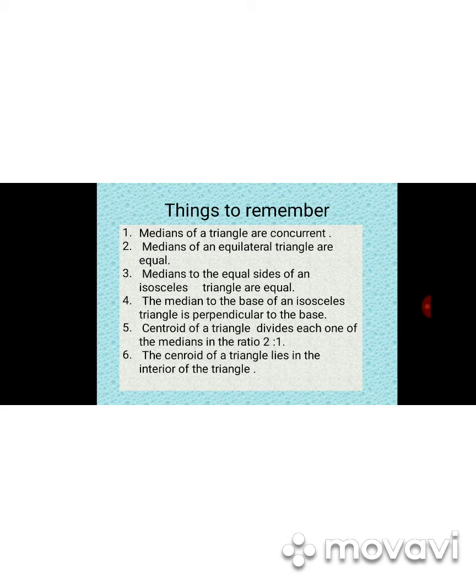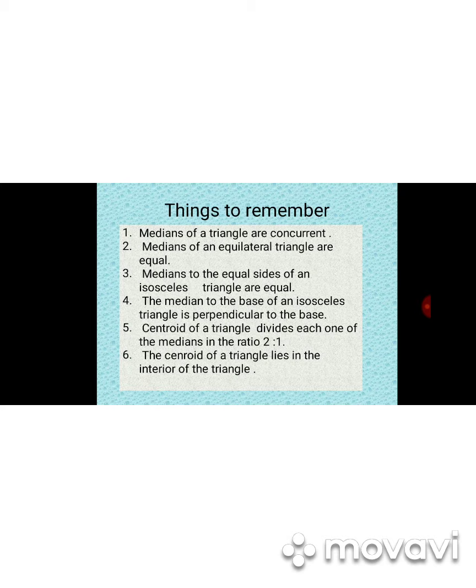Now few things you have to remember. When you remember these things, it will help you to solve the worksheet better, worksheet 5. Now note it down. Medians of a triangle are concurrent. Note it down, that means they meet at one point, right? Second, medians of an equilateral triangle are equal. It means they are equal in length. Medians to the equal sides of an isosceles triangle are equal. Again, they are equal in length. Median to the base of an isosceles triangle is perpendicular to the base. That means it makes an angle of 90 degrees.